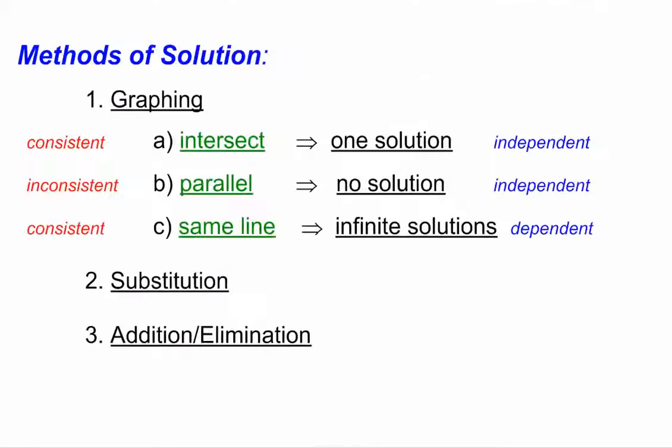Okay, so what is the system's solution? How do we get that? We have several ways of finding those solutions. We can graph, we can use substitution, or we can use the addition elimination method. Now graphing is going to be a little bit easier because we have graphing calculators.